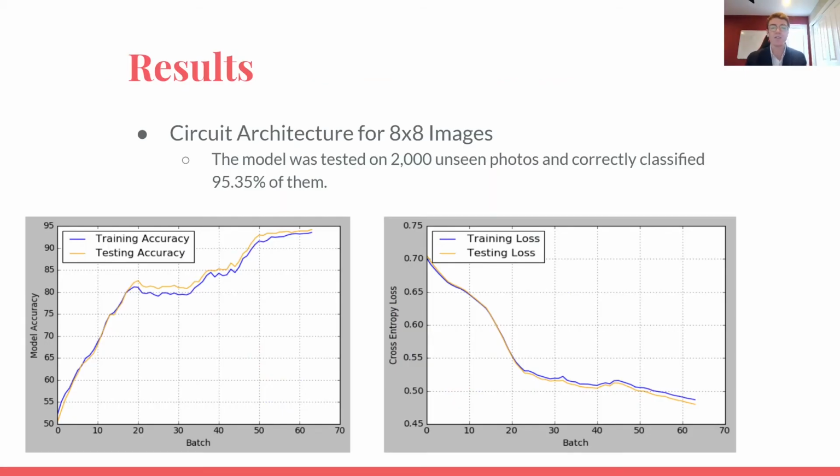When testing our model on 2,000 unseen images, the model was able to correctly classify 95.35% of them, which is very competitive when compared to other similar research. Below you can see two graphs. The graph on the left shows how the model's accuracy increases over each batch during training, and the graph on the right shows how, over each batch, the model's loss slowly decreases.